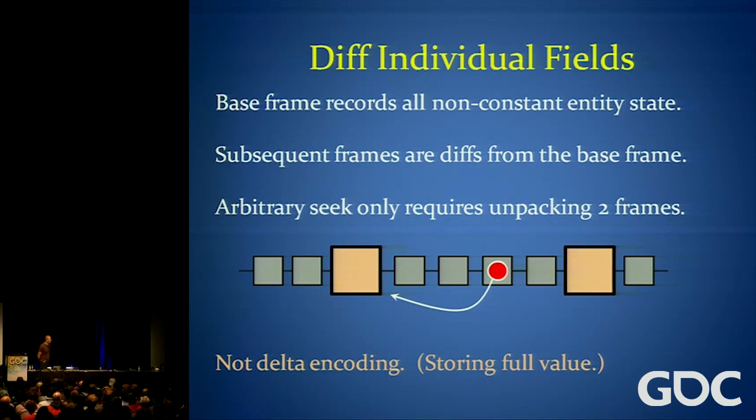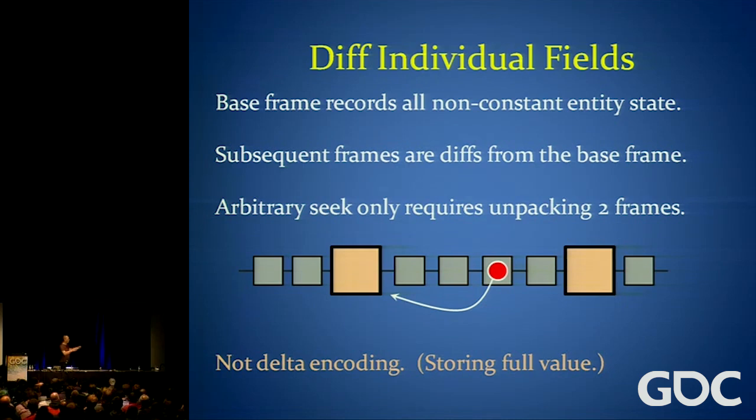So this diagram down here is sort of a diagram of what happens in this scheme when we try to seek to a certain frame in the timeline. So we want to find where that red dot is, right? And so we've got these larger, yellowish blocks.